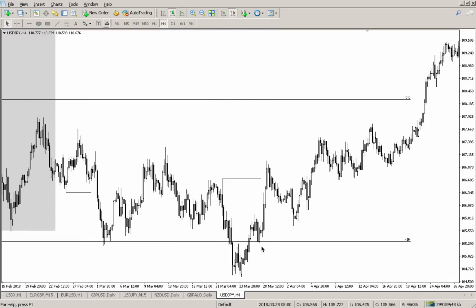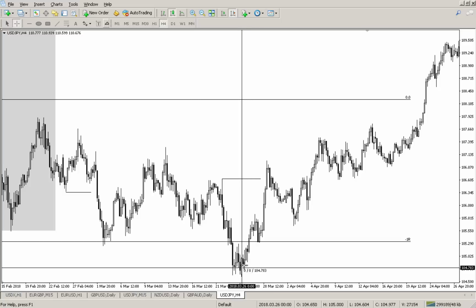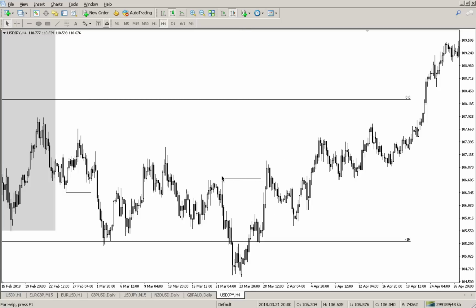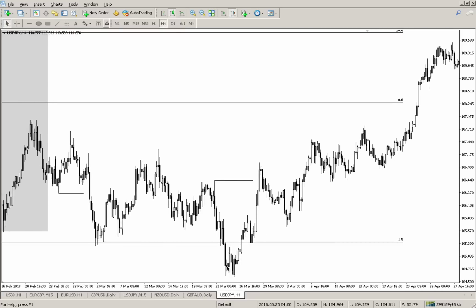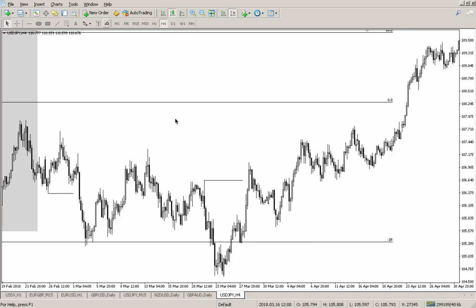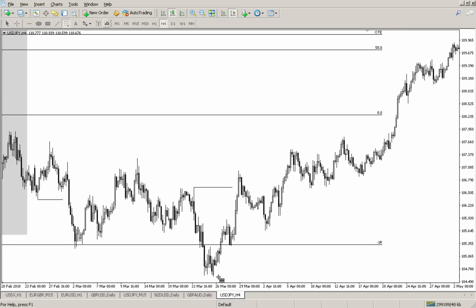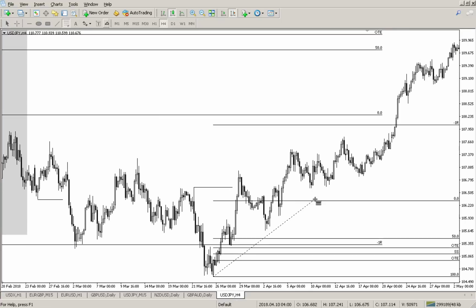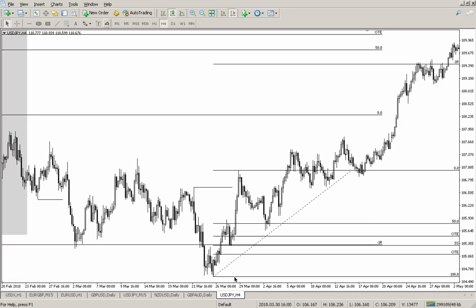Now, in this situation, what did we get? We got a break above that structure high, and then what did we get here? So price formed an intermediate low right here, guys. Okay, so when we are drawing our Fibonacci levels, first of all, we want to be drawing it from the most obvious structure lows and the obvious structure highs.